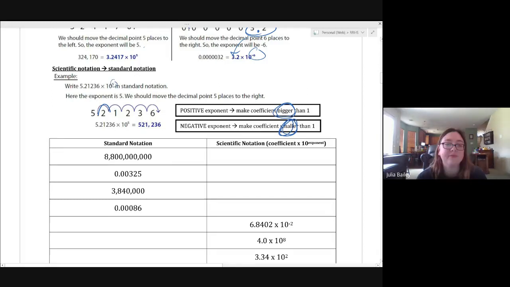And because the exponent was 5, we're going to move it 5 times. So that's 1, 2, 3, 4, 5. 5 movements. Then our new decimal point comes over here, and we have 521,236, which is 521,236 with an implied decimal point on the end there.